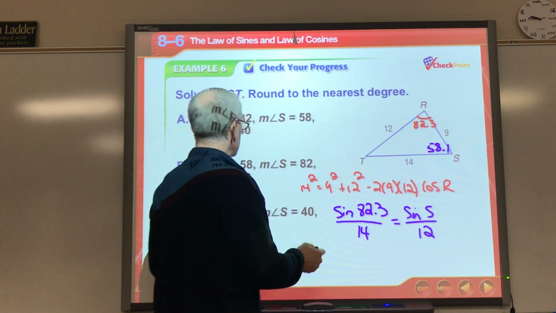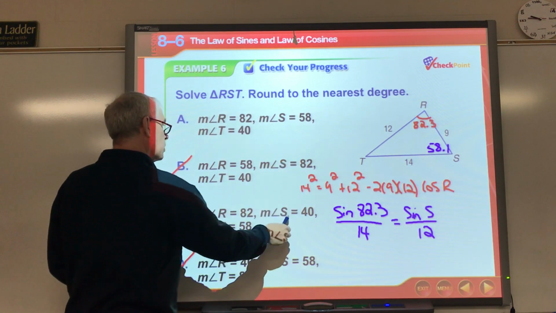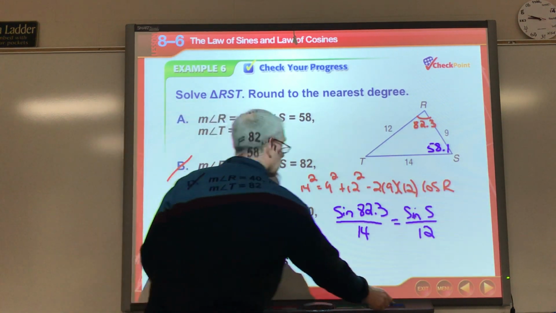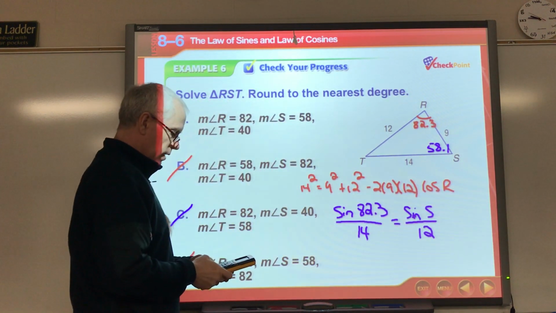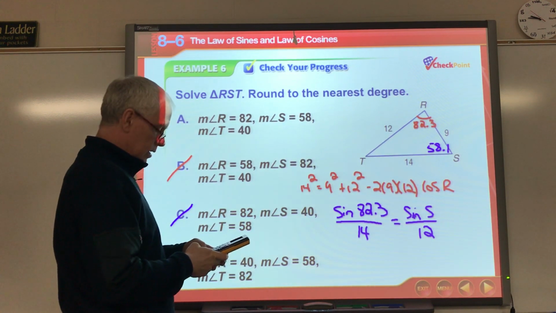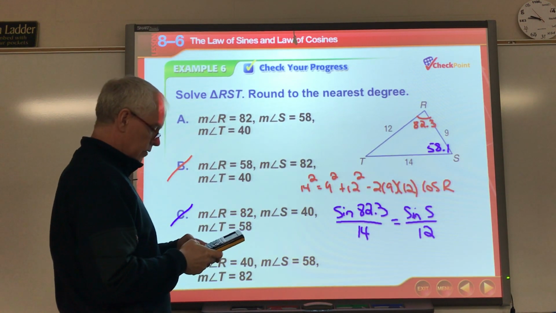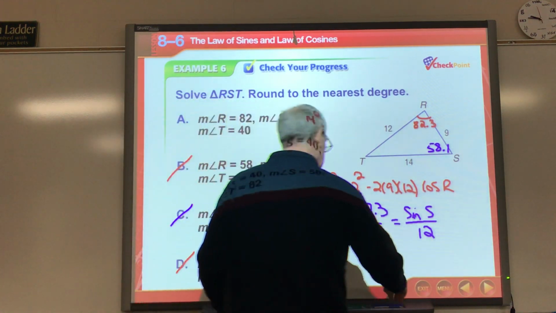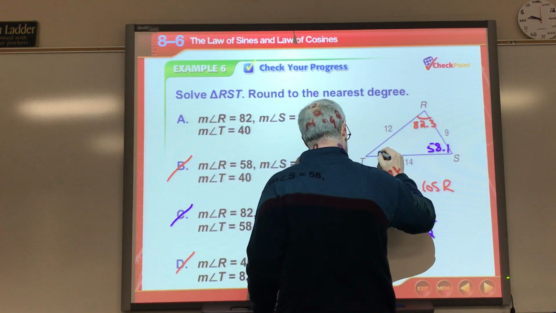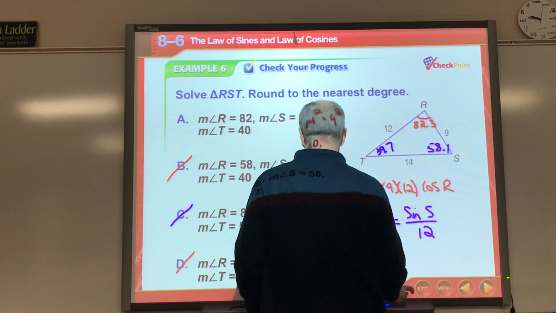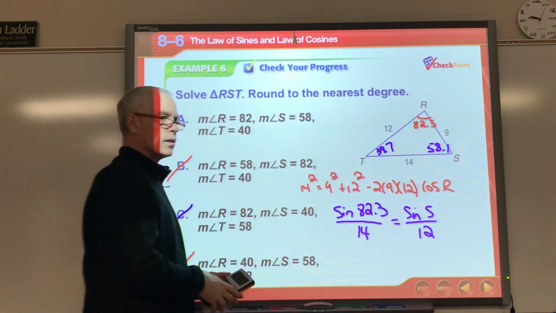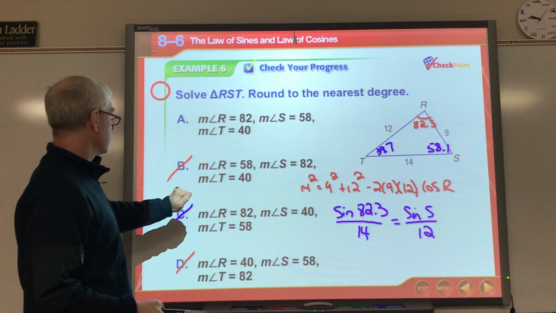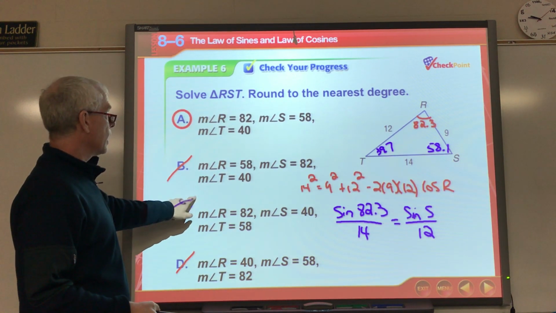Okay, so 58, that's possible. I don't think it's this one. Okay, and then I should double check. So if I take 180 and I subtract the 82.3 and I subtract the 58.1, I'm left with about 39.7 down here. They're saying about 40, so that seems accurate. Okay, that's how I would solve that.